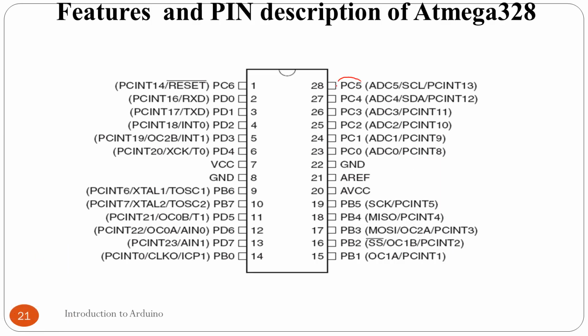For example, we are having PC5. PC stands for port C. Okay, we are having PD1. PD1 stands for port D. PB stands for port B. Then PB0 stands for port B pin 0. Okay, so all these are GPIO pins.